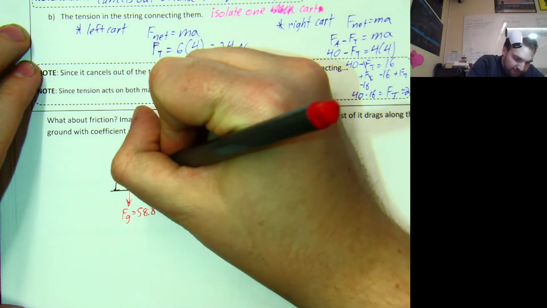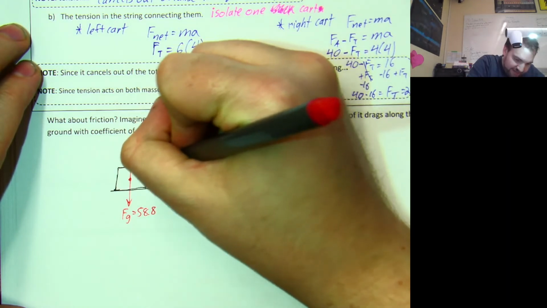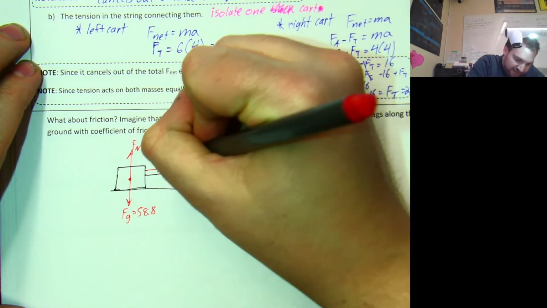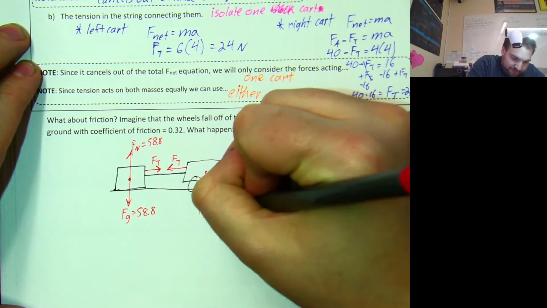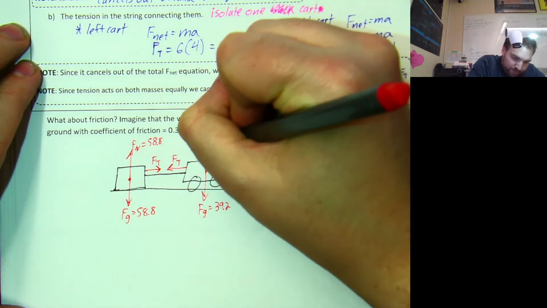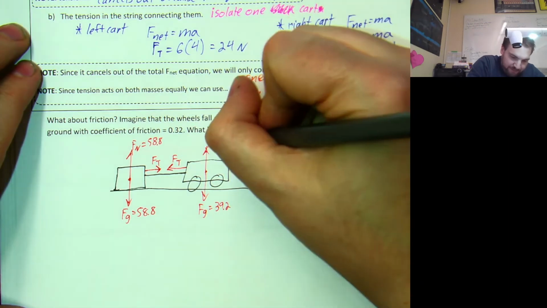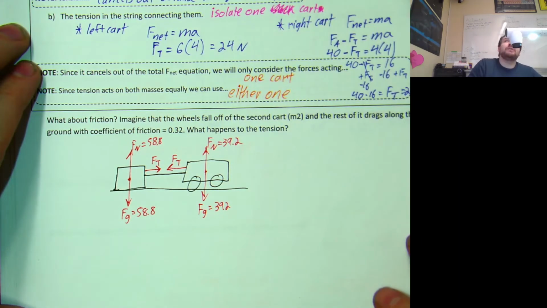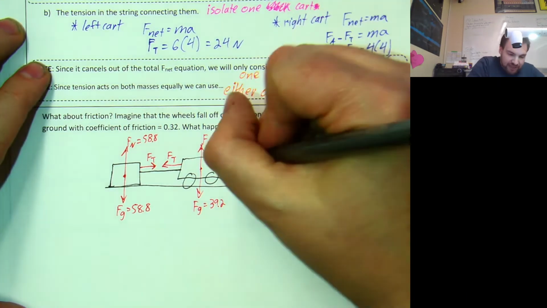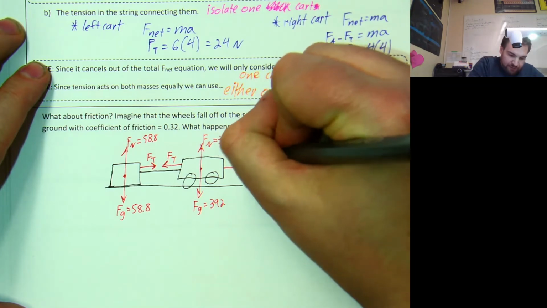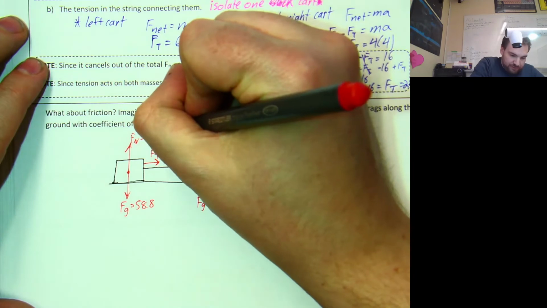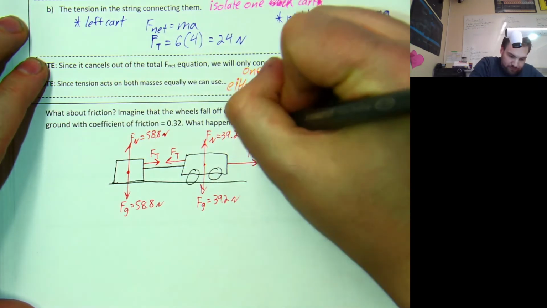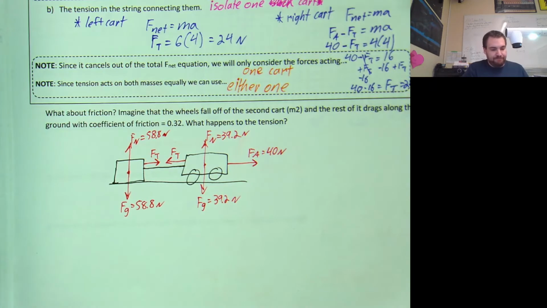And I've got a force of tension acting that way. On this guy, I've got a force of tension acting this way. I have an Fg down of 39.2. I've got an Fn up. We don't need these ones, but we'll include them anyway, because a free body diagram should include all your forces. And we still have that applied force of 40 newtons. These should all be newtons. Okay. Oh, one more force, because this thing's rolling.